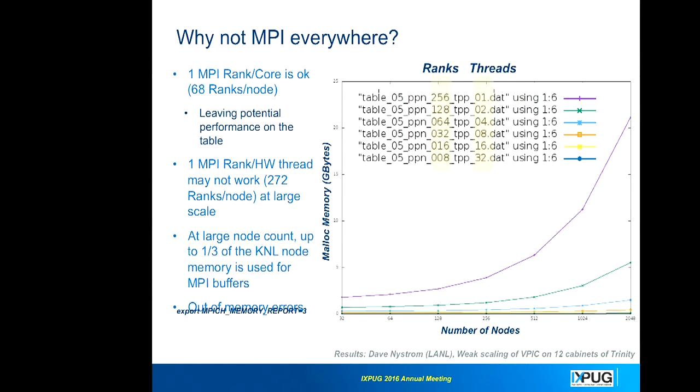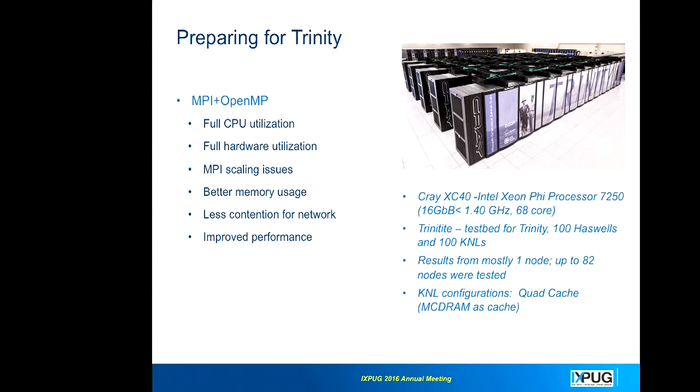But for right now, I think our motivation is to prepare for Trinity, and that's why we're looking at MPI and OpenMP to have full CPU utilization, full hardware utilization, fix the MPI scaling issues, better memory usage, and improve performance and less contention for the network.